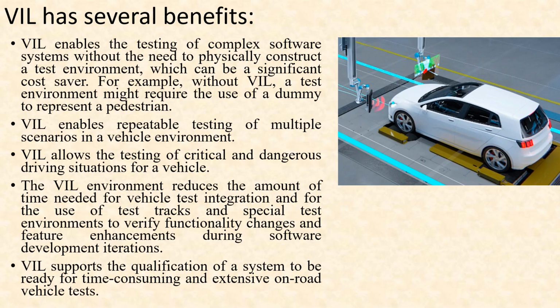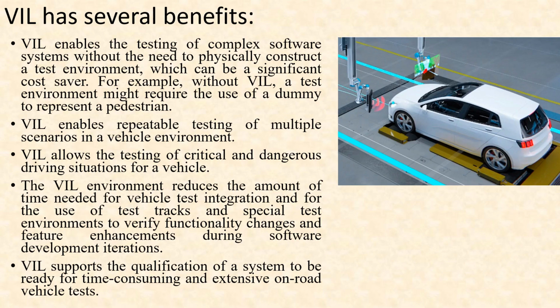Vehicle in loop enables repeatable testing of multiple scenarios in a vehicle environment. The same pedestrian, whether walking, running or jogging across the road, not only a human pedestrian, it may be a deer. I'm sure everybody has seen some videos of a deer suddenly trying to cross the road and a vehicle colliding with the deer, or some kind of cow or donkey. Such things can also be replicated, at various speeds and in various scenarios.